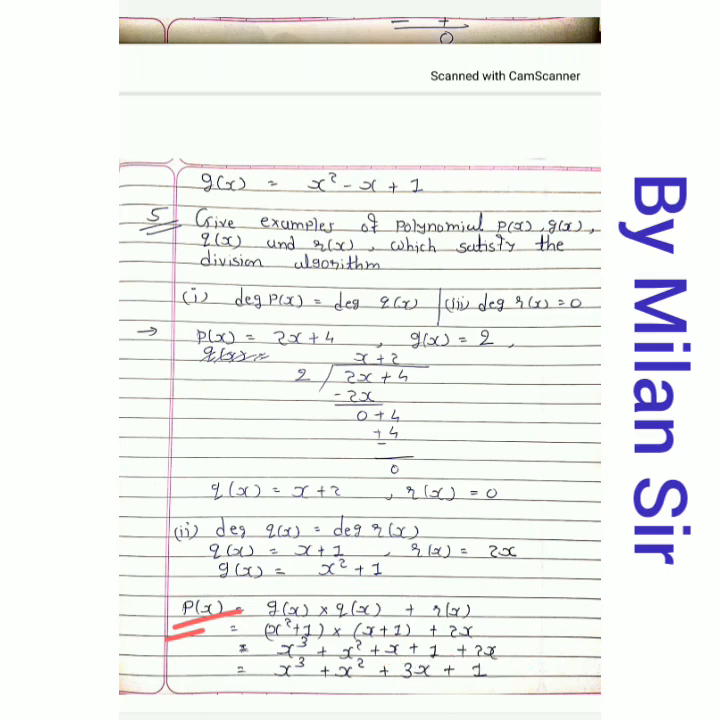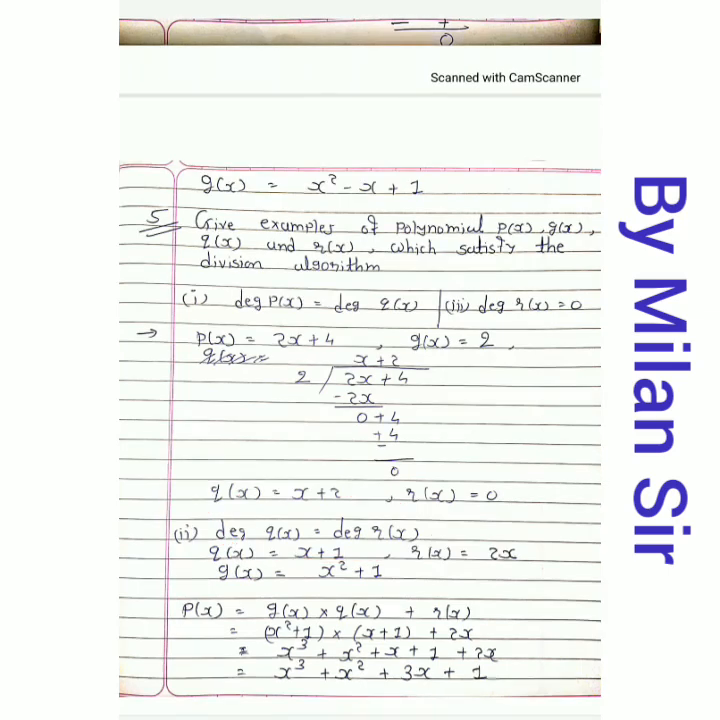Now x cube as it is, x square as it is. Here we have two like terms, x and 2x. We can add those two terms, otherwise subtract them, but here both have plus signs, so 2x plus 1x, 3x, and plus 1. So this is my p of x, along with q of x and r of x, which satisfy the condition that degree of q of x is equal to degree of r of x. So our exercise is done here.